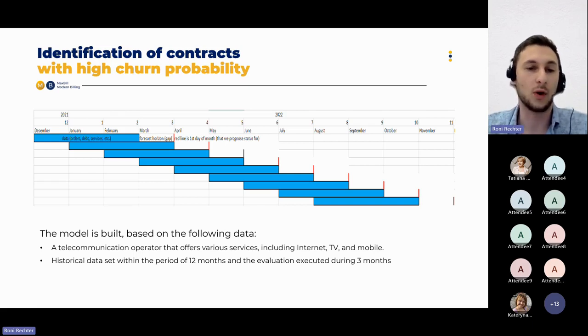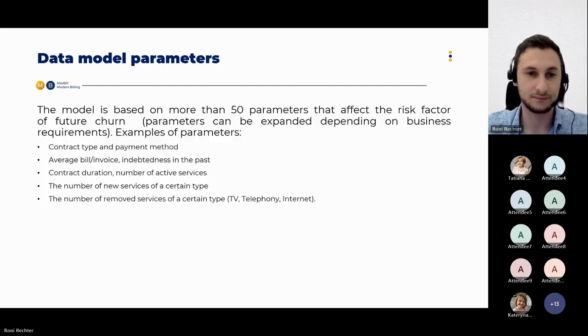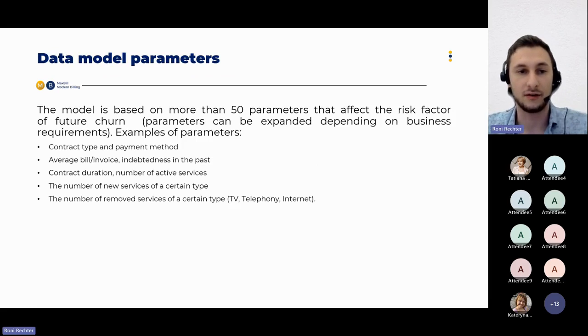After that, we have 1 month of a gap in which ideally the company should take some action if the percentage is too high. And at the end of the month, we get the actual result of the model. I will explain a little bit further. A little bit about the model.